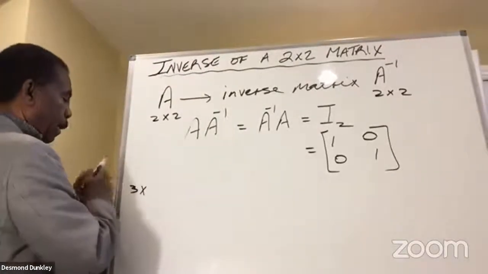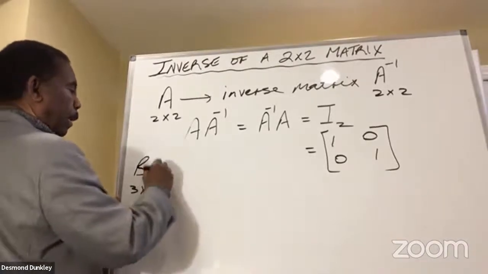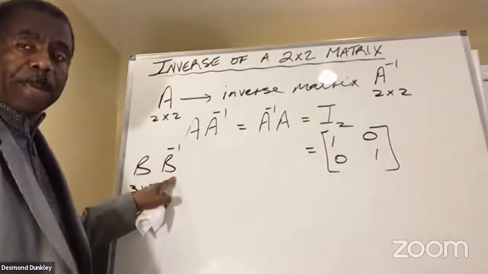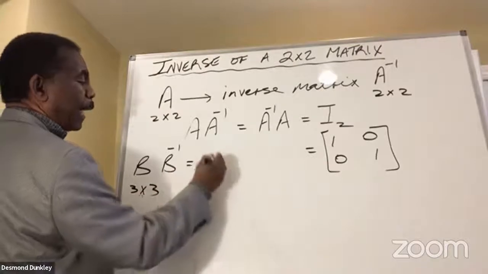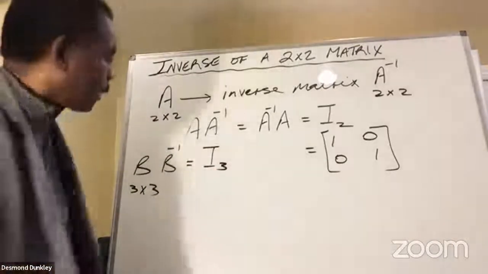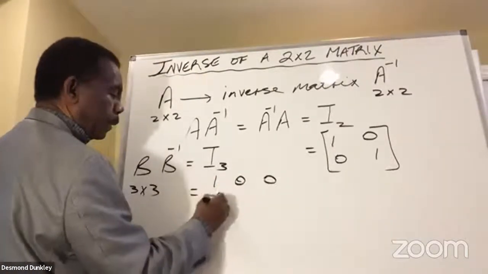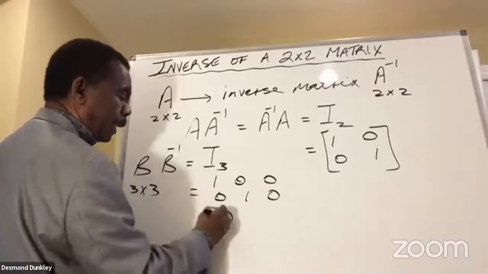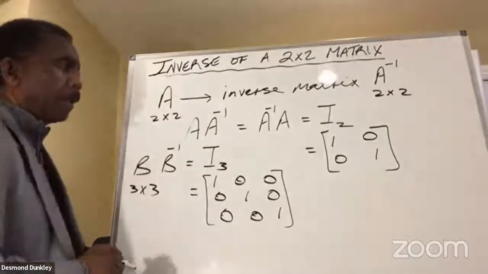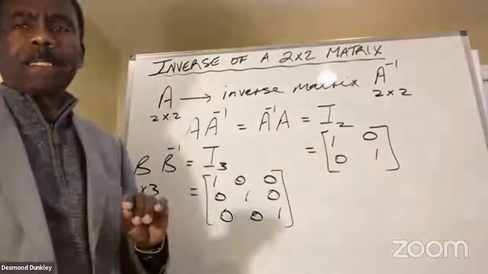For example, if A was a 3x3, let's use the letter B instead. If B was a 3x3 matrix, and B to the negative 1, if that exists, this would also be a 3x3 matrix. When you multiply them, you will get the I3 matrix, which is a matrix that has 1, 0, 0, 0, 1, 0, 0, 0, 1. Again, if it is the inverse, you will always get the identity matrix.